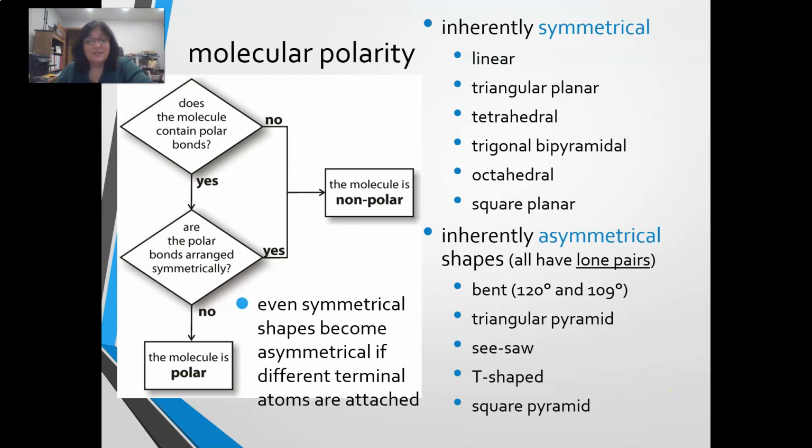And again, even symmetrical shapes become asymmetrical if the terminal atoms attached to them are different, so be careful. And now we're done. So now head off and do some of the practice.